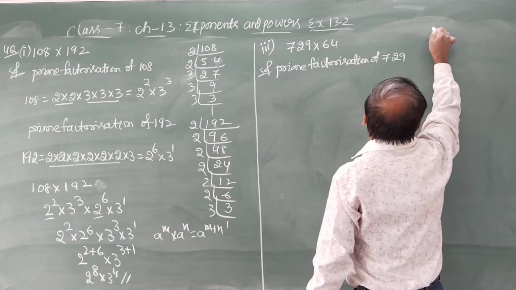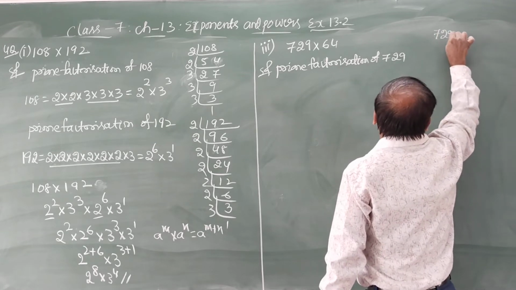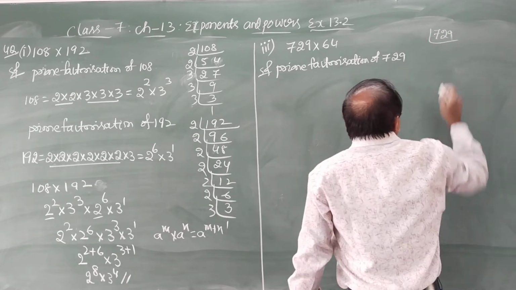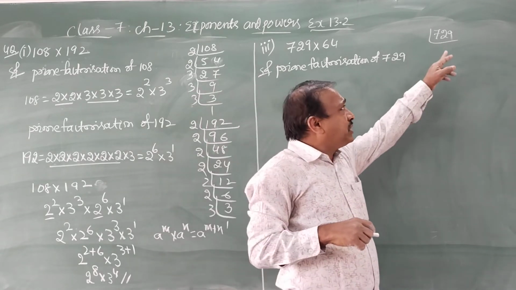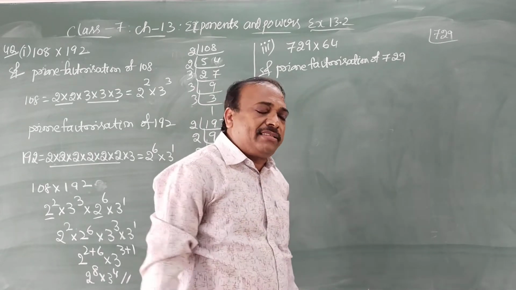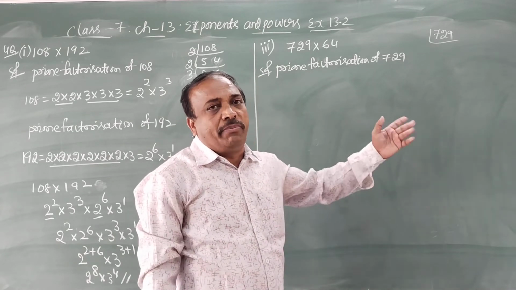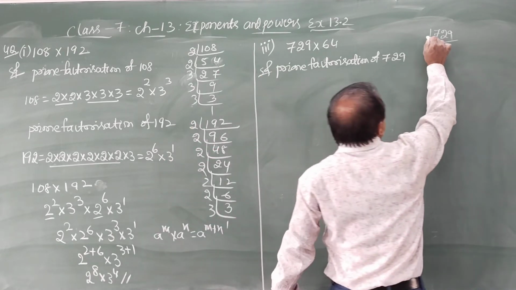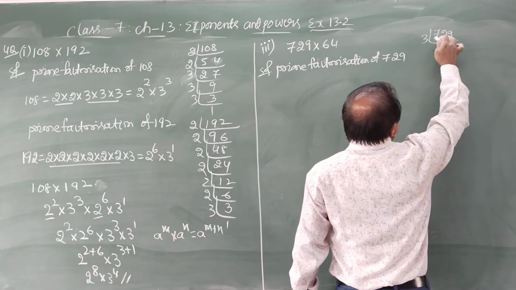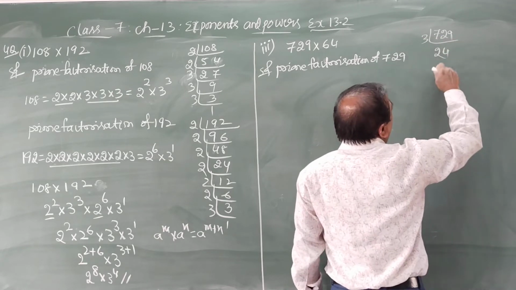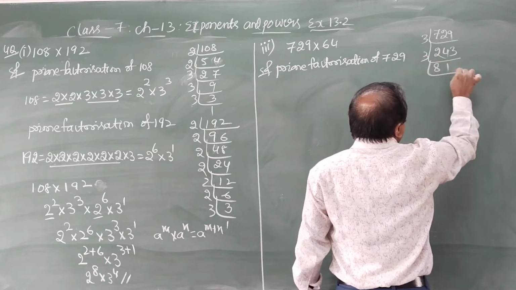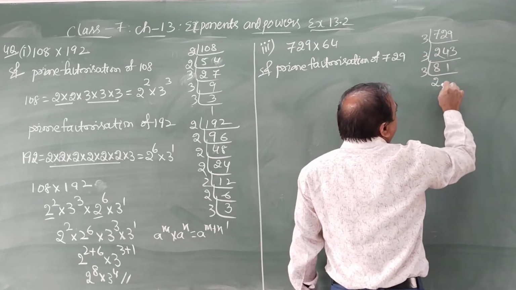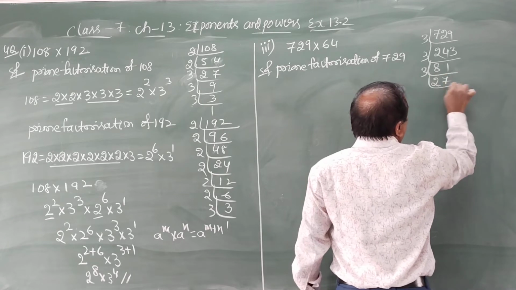So 729 is not divisible by 2, so let us check with 3. 7 plus 2 is 9, 9 plus 9 is 18, and 1 plus 8 is 9, which is divisible by 3. So the prime factor is 3. 3 twos are 6, 3 fours are 12, 3 threes are 9. Then 3 eights are 24, 3 twos are 6 and 1 is 21, 3 sevens are 21.